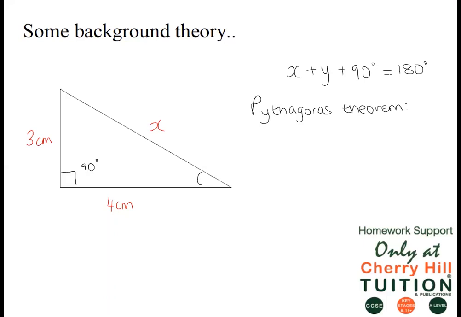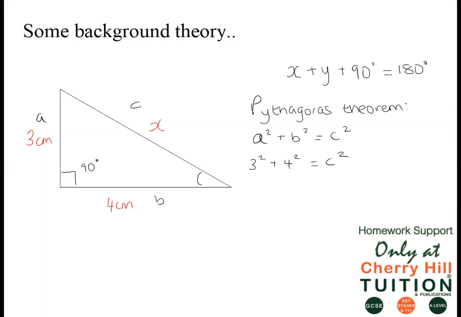The Pythagoras theorem says that a squared plus b squared is equal to c squared. This would be a, this would be b, and c is always the hypotenuse, the longest side. So to work out this question, what we would do is a squared, which is 3 squared, plus 4 squared, which is b squared, is equal to c squared.